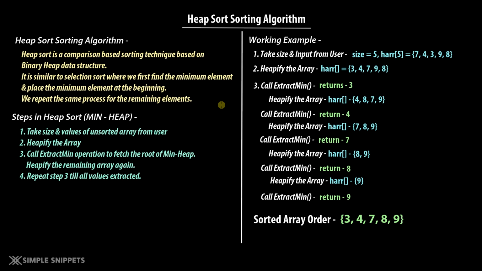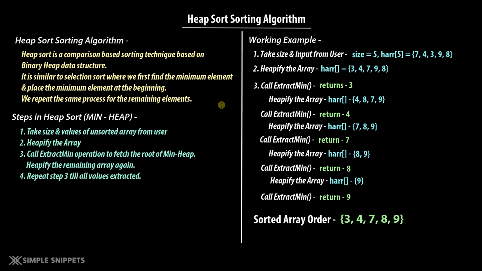Now, if you're an old subscriber and if you've seen this DSA playlist, we have pretty much covered many other sorting algorithms like bubble sort, selection sort, insertion sort, merge sort, radix sort, etc. All of those sorting techniques we've covered quite long back. However, heap sort I kept it for the end. That is because we first need to understand what is a heap data structure.